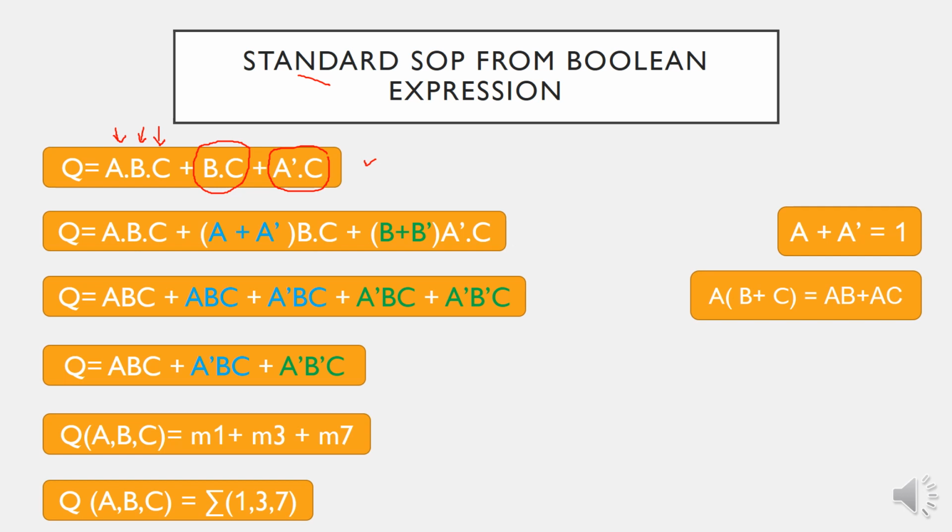If you still remember our previous lesson, we have a Boolean rule known as the identity law, which says any variable OR with its inverse or complement becomes one. So for the incomplete term, we will add the missing variable to this term. For this BC, A is missing, so we will add A OR A bar. This won't change the original equation because A OR A bar is equal to 1, and if we AND it with BC, it still becomes the original BC. Similarly for this part, the missing input variable is B, so we AND B OR B bar with the A bar C.